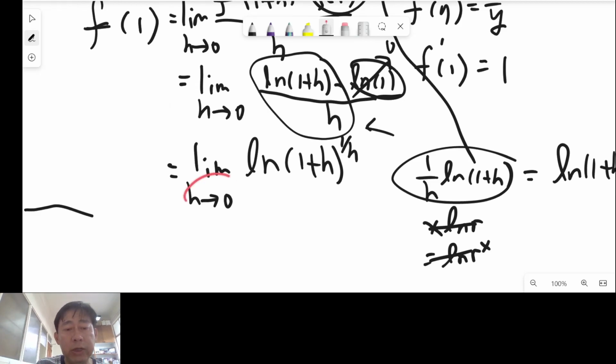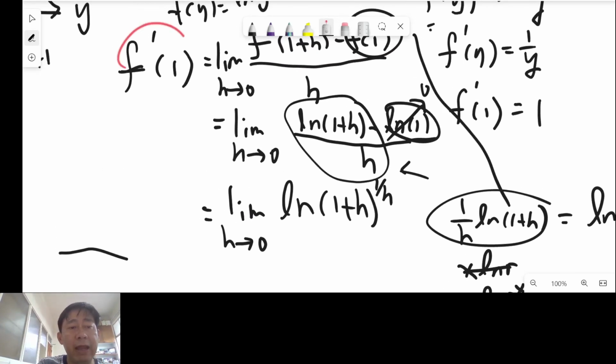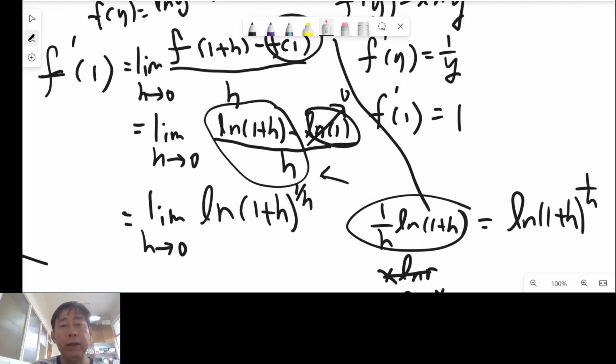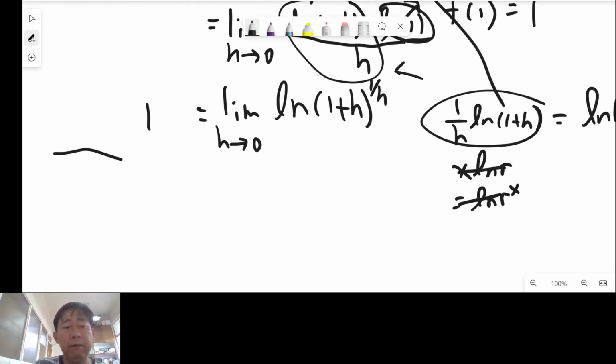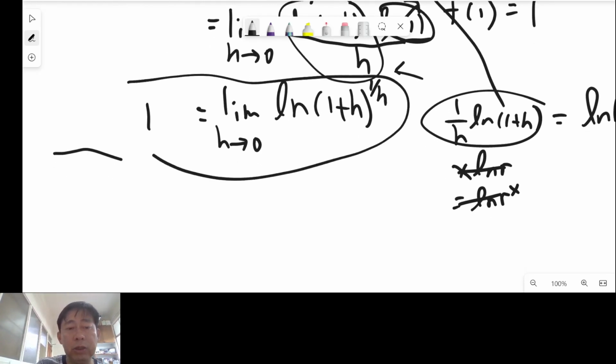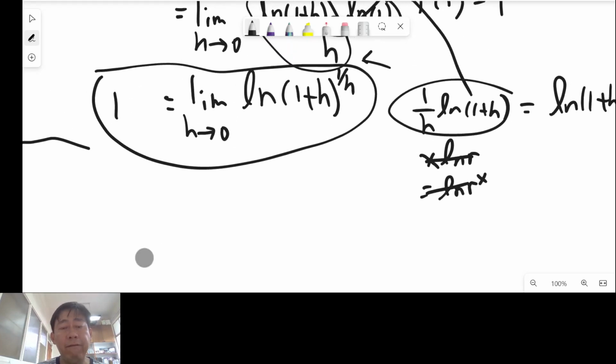So when I shrink h to 0, what do I get? What I get is the value of the derivative of the log evaluated at 1. And what is this? This is just equal to 1. And therefore, the limit of the function should equal 1. So let us proceed from here. Let's just look at this situation. We have a limit of the log of 1 plus h raised to the power 1 over h, and in the limit h goes to 0, you get 1.